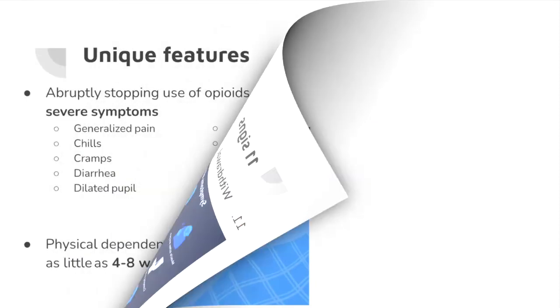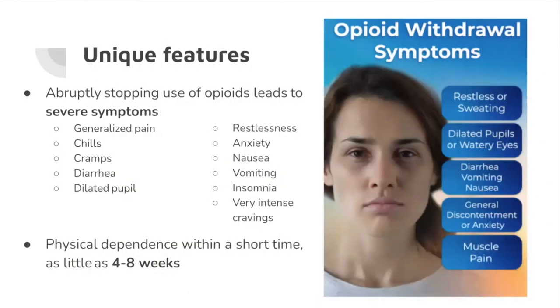Talking more about the withdrawal symptoms and linking them to the unique features of opioid use disorder. While this disorder is similar to other substance use disorders in many respects, it has several unique features. For example, opioids can lead to physical dependence within a short time, as little as 4 weeks. In chronic users, abruptly stopping use of opioids can lead to severe symptoms, including those listed on the slide. Those include generalized pain, chills, cramps, diarrhea. Of note, very intense craving is one of the withdrawal symptoms. So you can see how this can lead to use with even more frequency and increased doses.